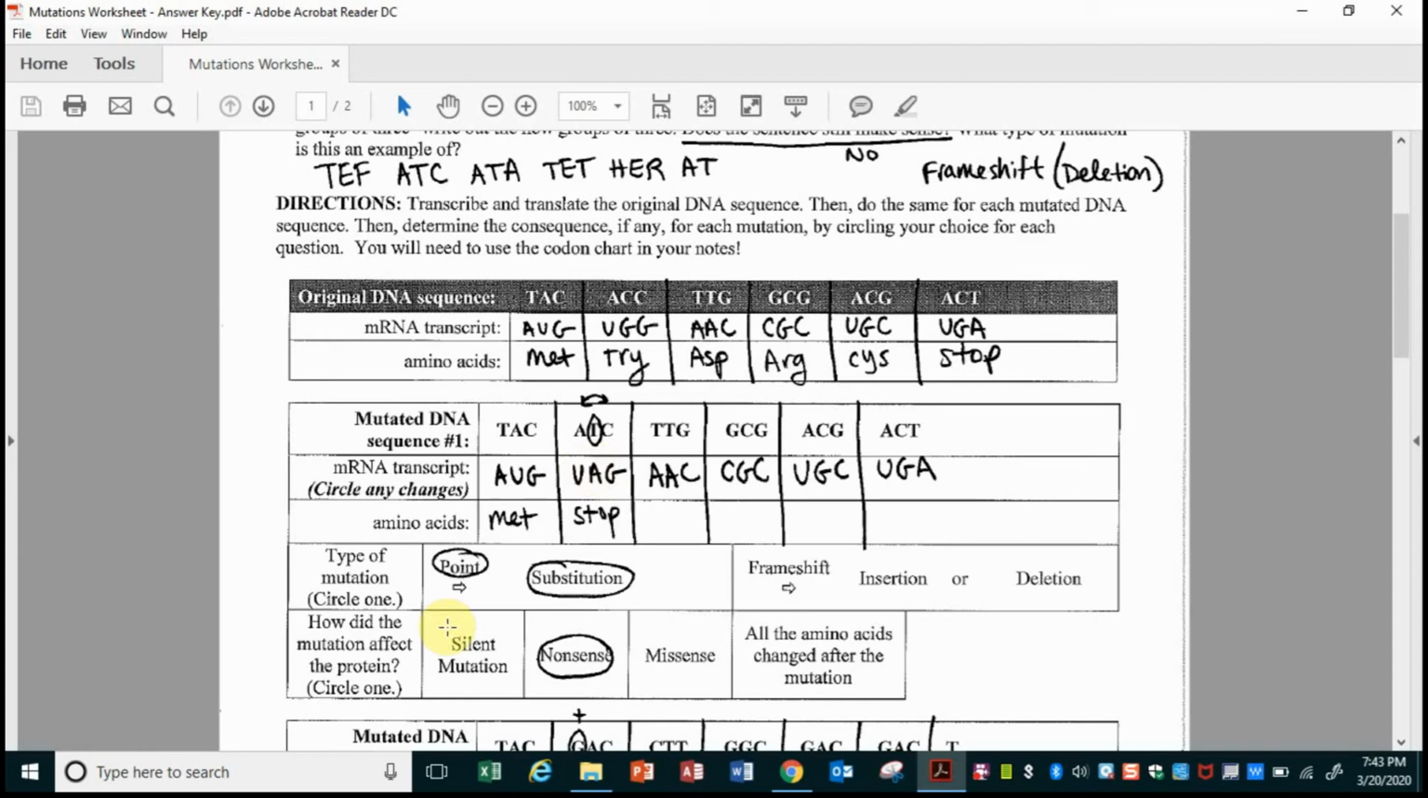My options are silent if it doesn't change the amino acid, missense if it does change the amino acid, and nonsense if it results in an early stop codon. And it looks like it changes the mRNA at this codon to UAG, which is a stop codon, so we would classify this as a nonsense mutation.